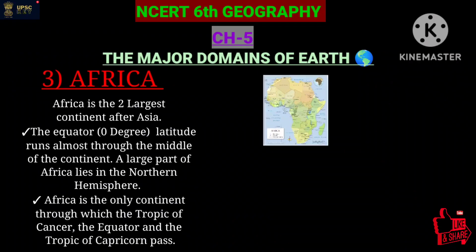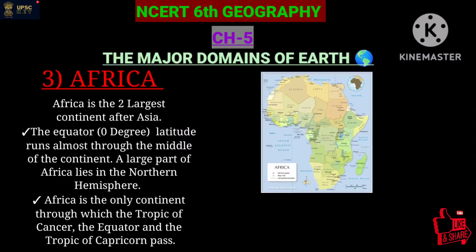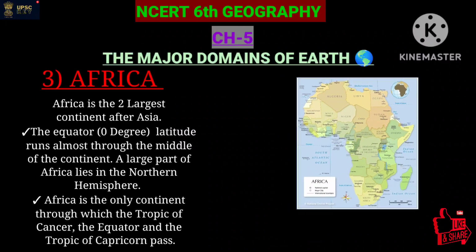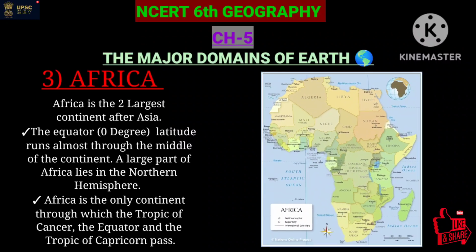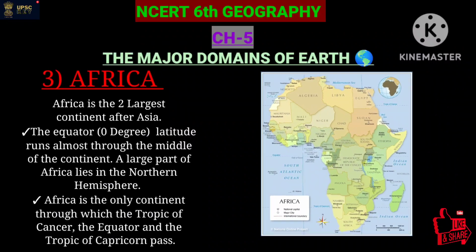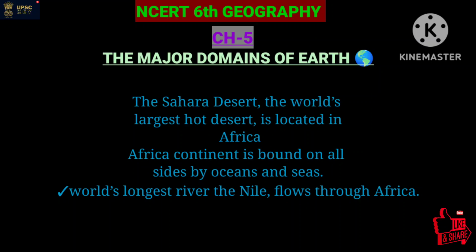Africa is the second largest continent after Asia. The equator, 0° latitude, runs almost through the middle of the African continent. A large part of Africa lies in the northern hemisphere. Africa is the only continent through which the Tropic of Cancer, the equator, and the Tropic of Capricorn pass. Do you know the Sahara Desert, the world's largest hot desert, is located in Africa? The African continent is bound on all sides by oceans and seas. The world's longest river, the Nile, flows through Africa and originates from Uganda.